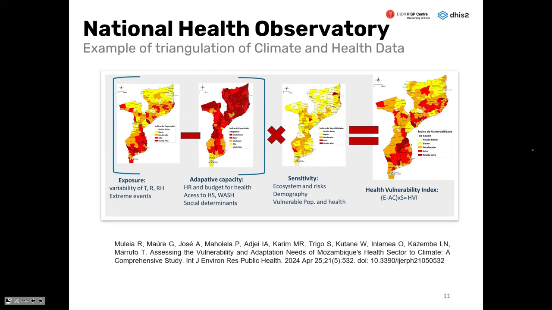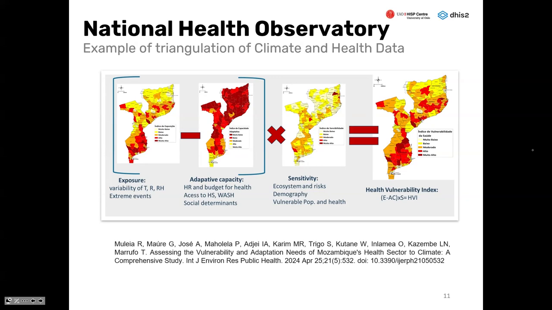And now we have this index for all the 160 districts of Mozambique. And we are going to update this now after 5 years, so in 2024. But we already have the index. And as you can see, Dr. Adarito was talking about the adaptation capacity. As you can see, Mozambique, in terms of the health sector, the second map is more like red throughout the country. So we have a very low adaptive capacity to climate change.